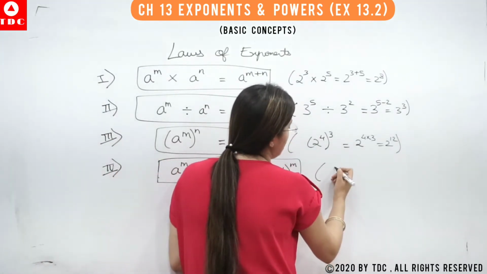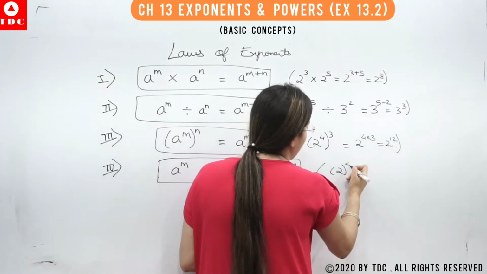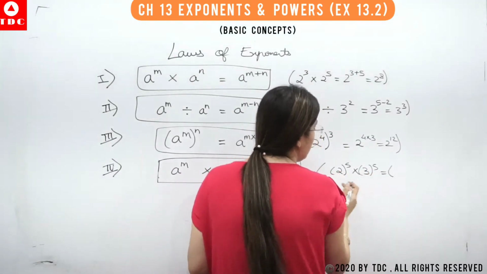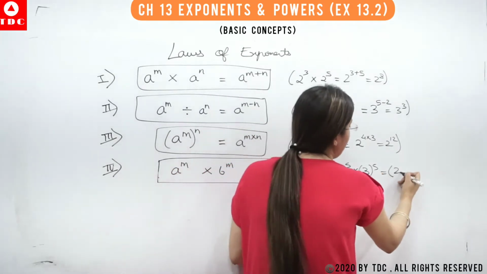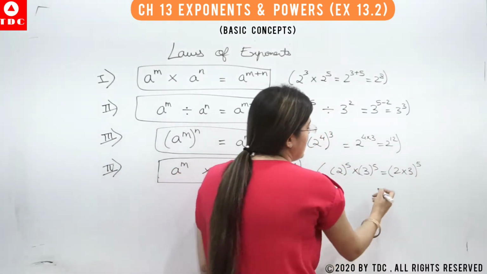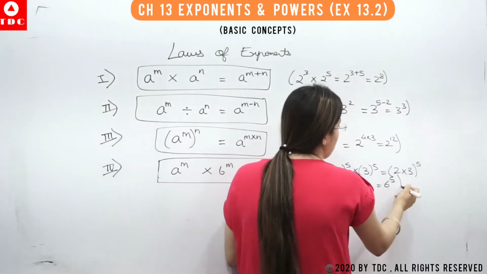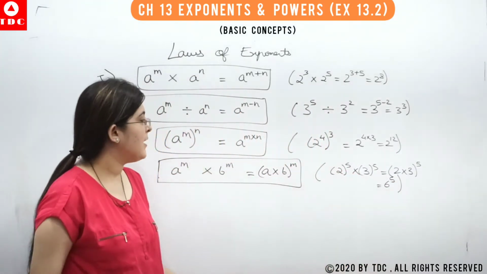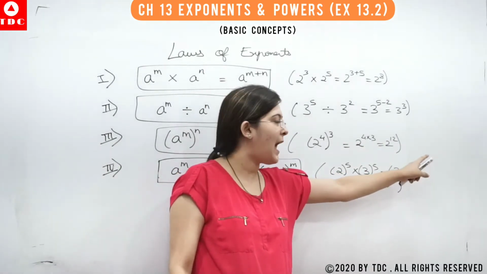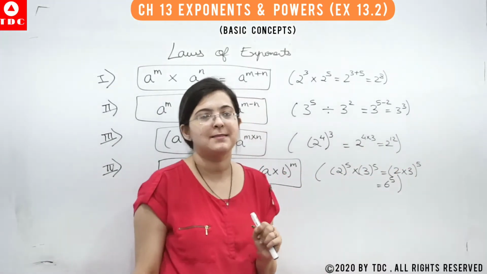See the example, 2 to the power 5 into 3 to the power 5. So what will it be? First we will multiply 2 into 3 and the power would be written once. Answer will be 6 to the power 5. Okay, because the powers were same, first we multiplied the bases and wrote the power once.